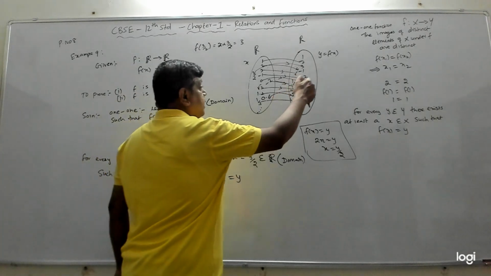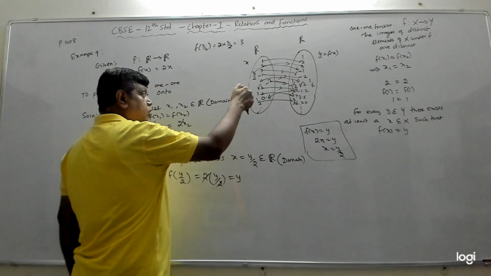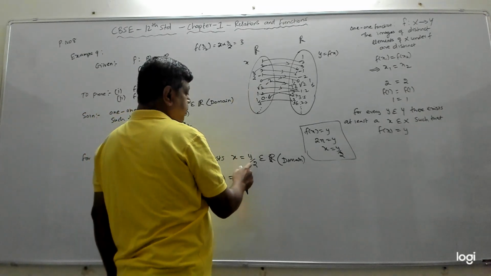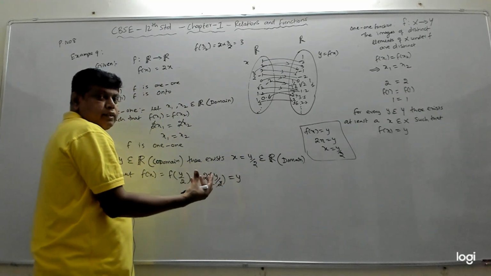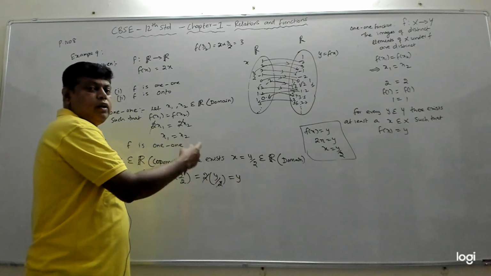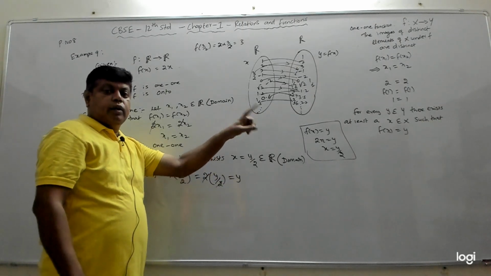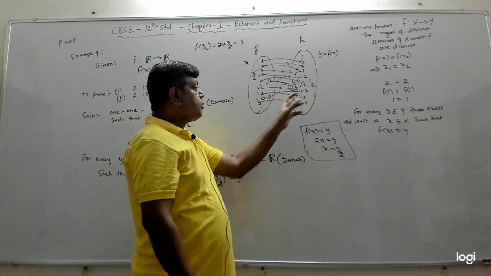See, y is here. But y by 2 is also a real number. That we take as x. So that will also be in the domain. Which means x is y by 2, y is a real number, so y by 2 is also a real number. So if I take my x in such a way that x is y by 2, then f of x will be equal to y. Which means for every image, its pre-image will be y by 2. And don't think, sir, y is here means y by 2 also should be here.